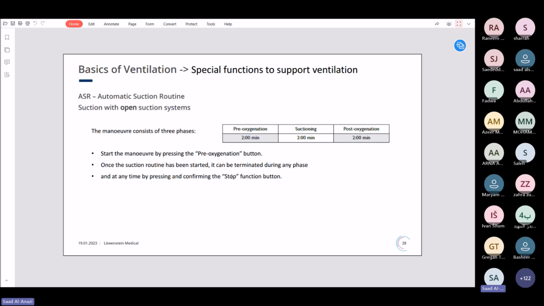One, pre-oxygenation. It will give more oxygen based on the selected FiO2 increase that you need. Also, it will give you the time for the suctioning procedure. Then it will give you 2 minutes for the post-oxygenation. Also, you can stop the function at any phase. You can terminate your suctioning at any phase where you think you have to stop.